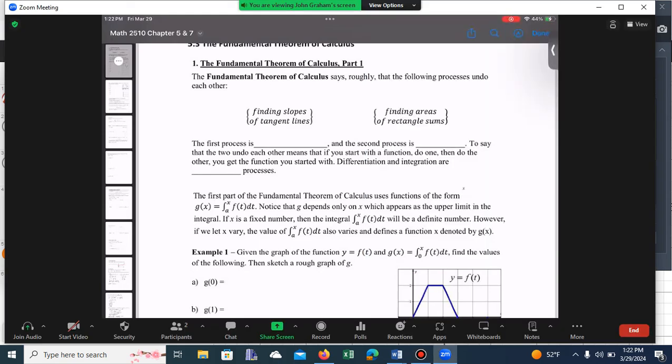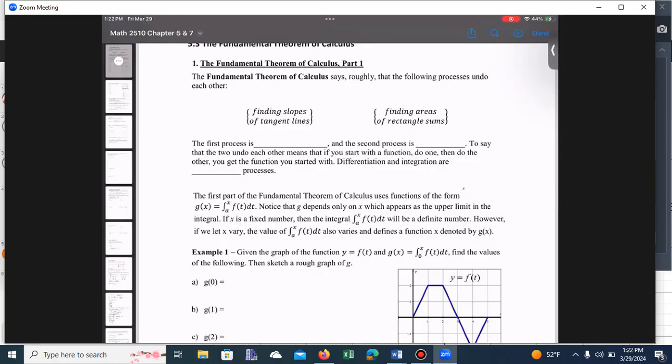Hi, this is Math 2510, and this video is over section 5.3, which is going to be on the fundamental theorem of calculus. And this is just the first part. There's also a part 2 of the fundamental theorem that we'll cover at another time.